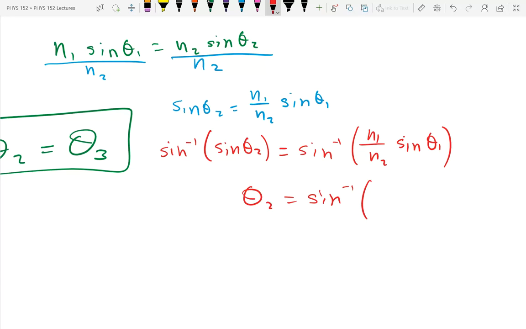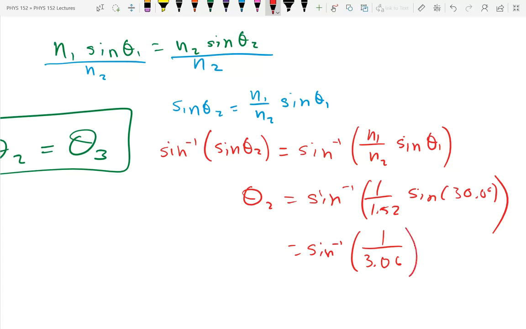I'll put in my numbers now. Sine of 30 degrees is one that hopefully everybody memorized when they were in high school. It's 1/2. So this is equal to inverse sine of 1 over 3.06. It turns out that 2 times 2 is 4. Be good math. So what do we get for that angle?